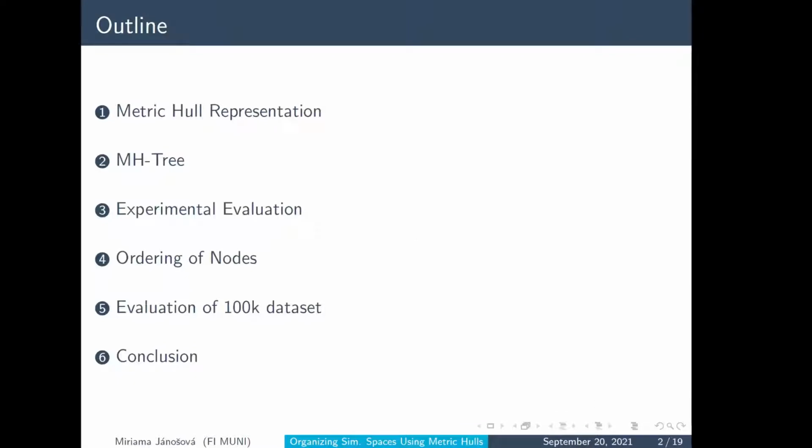In this presentation, we will first define the metric half representation, then we will continue with our proposal of the MH3. Later, we will describe the experiments and provide the definitions of nodes ordering to showcase the viability of our proposal. And lastly, we conclude the presentation.